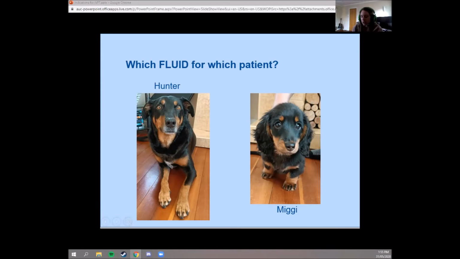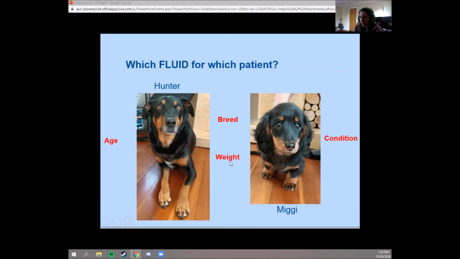Now, in these pictures we can see that they look very, very similar. Do you think that if they were both to fall ill with diarrhea, they would have the same fluid plan? So here are some of the things in red which we need to consider here. We can clearly see that Hunter and Miggy are likely to be very different ages. Miggy looks more like a puppy, whereas Hunter is more of a senior patient. We need to consider breed. Although they look very much the same, Miggy is a miniature dachshund, Hunter is a Huntway.